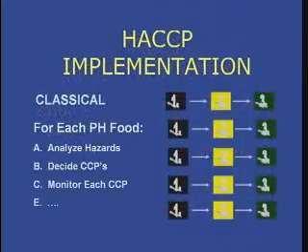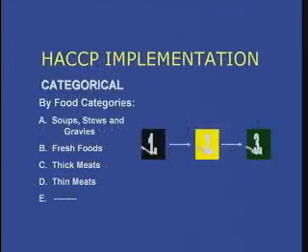HACCP implementation. HACCP can be implemented using the classical approach. In this approach, each potentially hazardous food is taken through the 7 HACCP principles: hazard analysis, critical control points, critical limits, and on and on. This can be very cumbersome and time-consuming, and for cruise vessels can be very difficult because by the time this HACCP plan has been developed, an itinerary change can occur, requiring the HACCP plan to be done all over again.